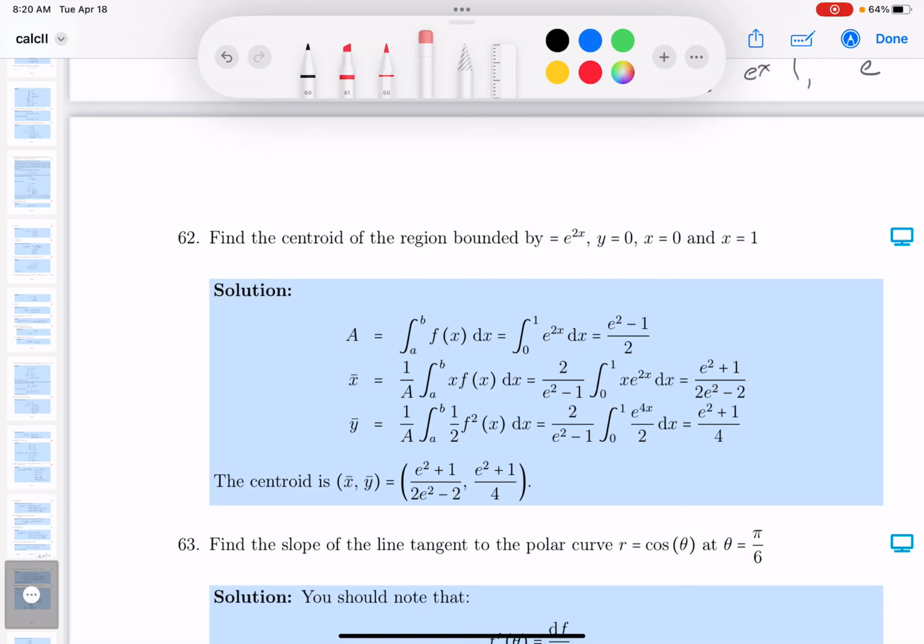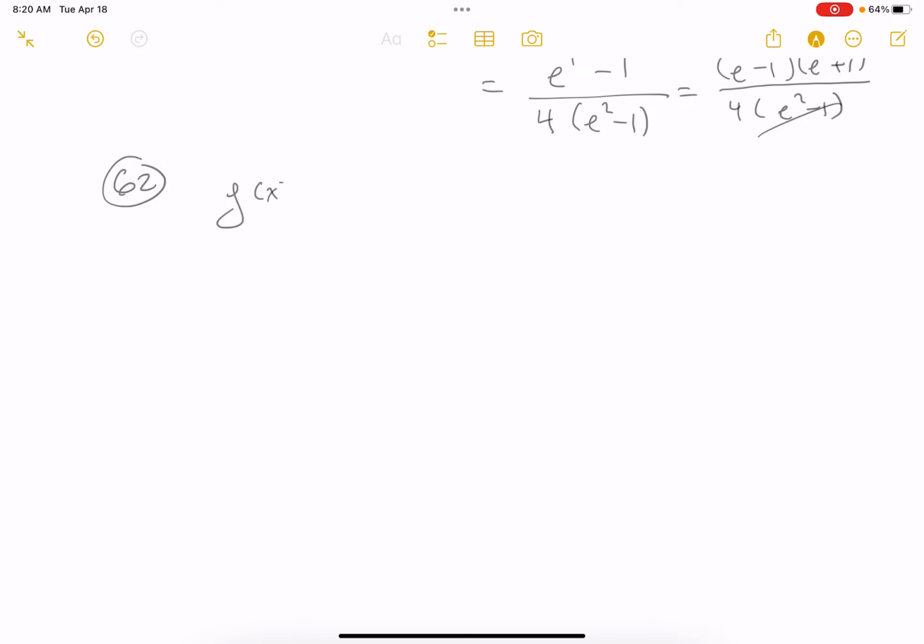So what's gonna be 62? Let's write this over here. And what do I got? I have a function, f of x equals e to the 2x. And I know I'm looking at the limits on it, and I'll put down what they're saying over here, that there's a region over here. And this region starts at 0 and goes to 1.